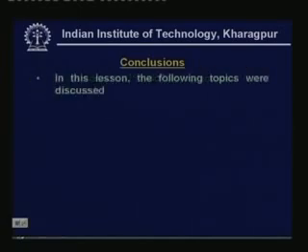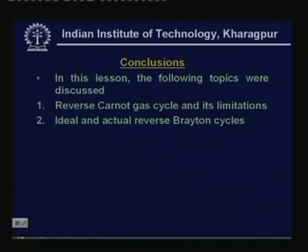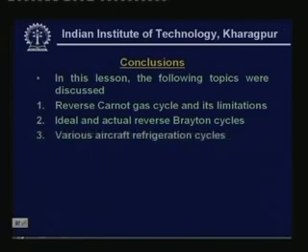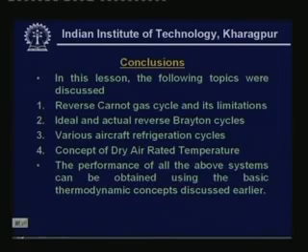Okay, let me quickly conclude what we have learned in this particular lecture. We have discussed the reverse Carnot cycle and its limitations, and we have discussed ideal and actual reverse Brayton cycles, and we have looked at various aircraft refrigeration cycles, and we have also seen the concept of dry air rated temperature. And as I mentioned, the performance of all the above systems can be obtained very easily using the basic thermodynamic concepts which we have discussed in the earlier lessons and also in this particular lesson. Okay, right, thank you.